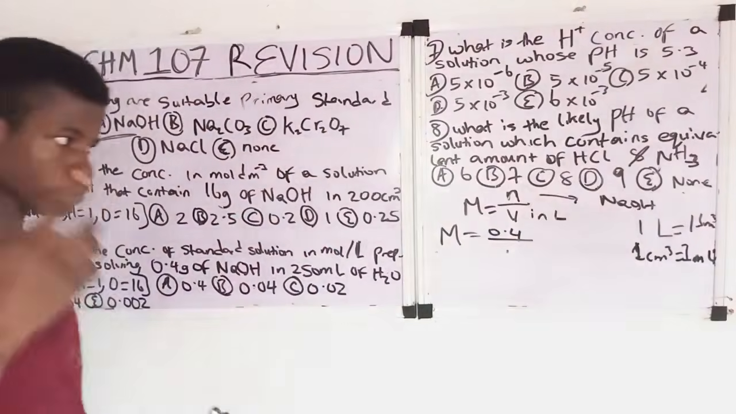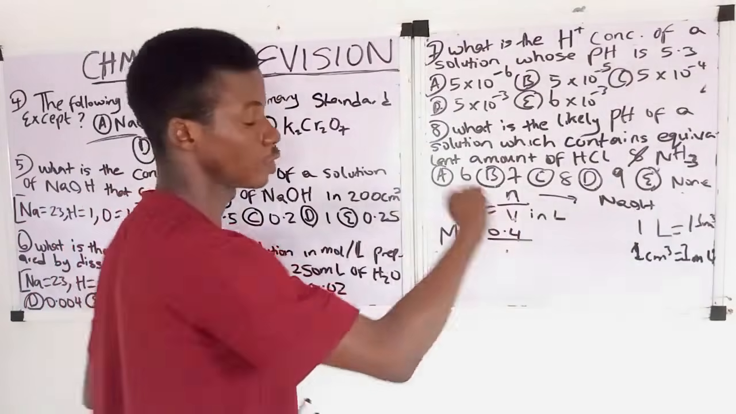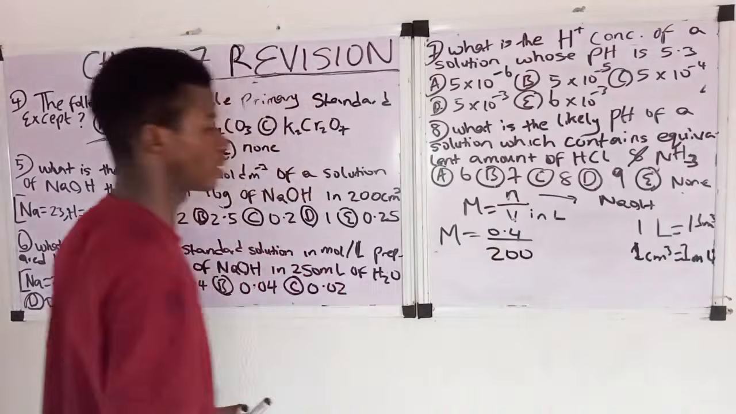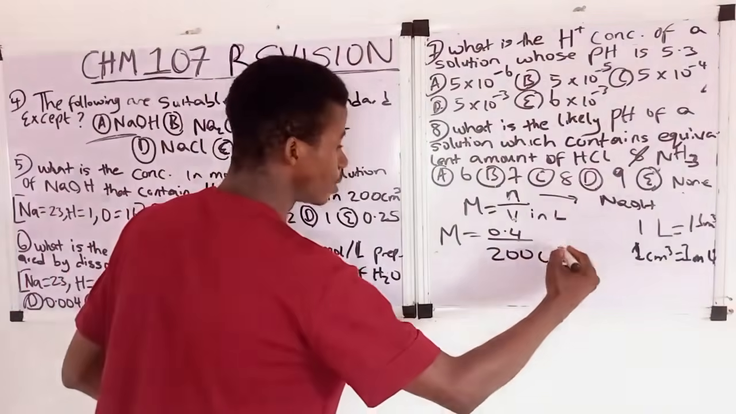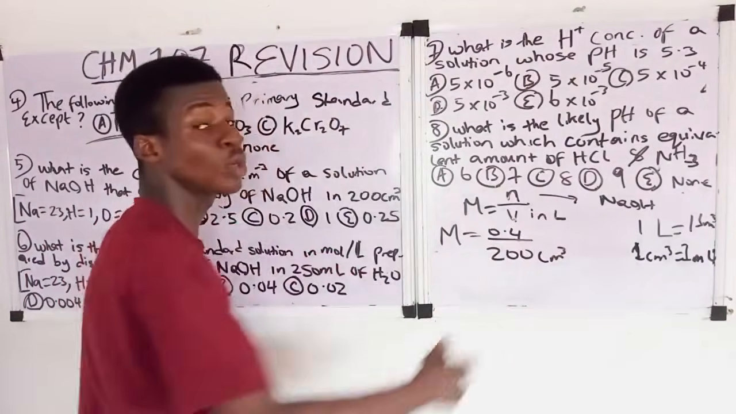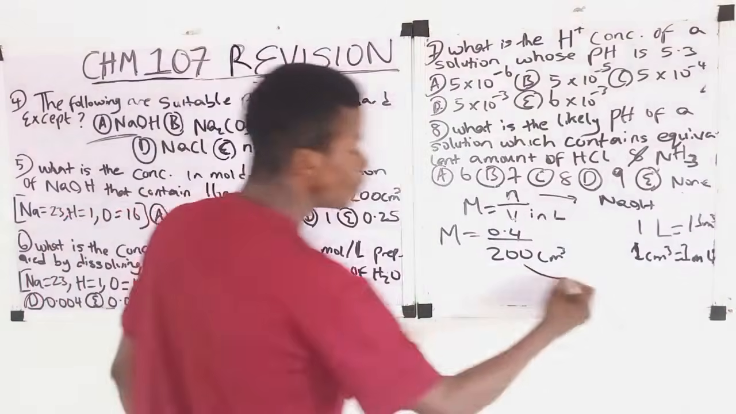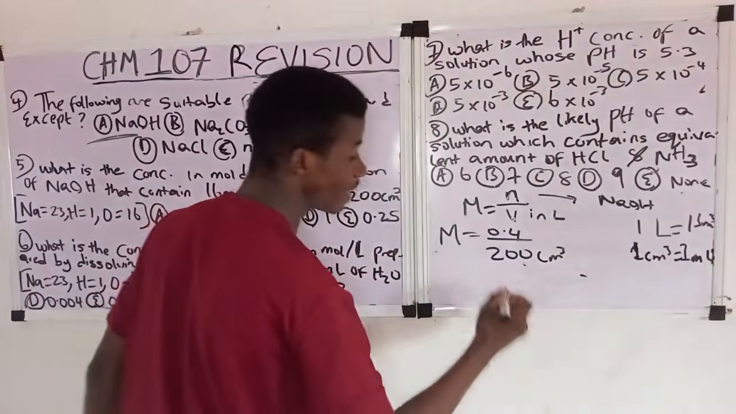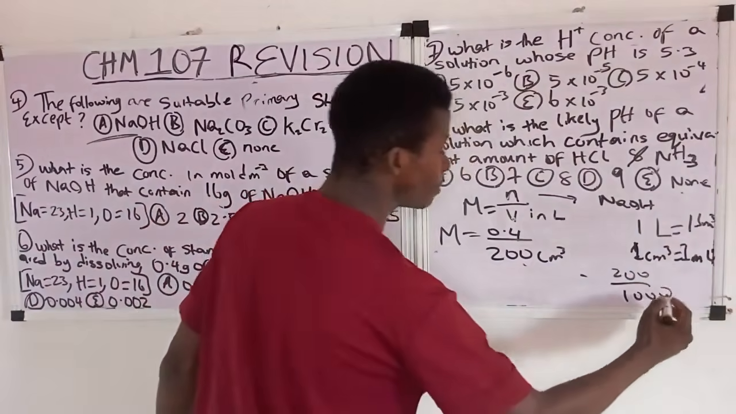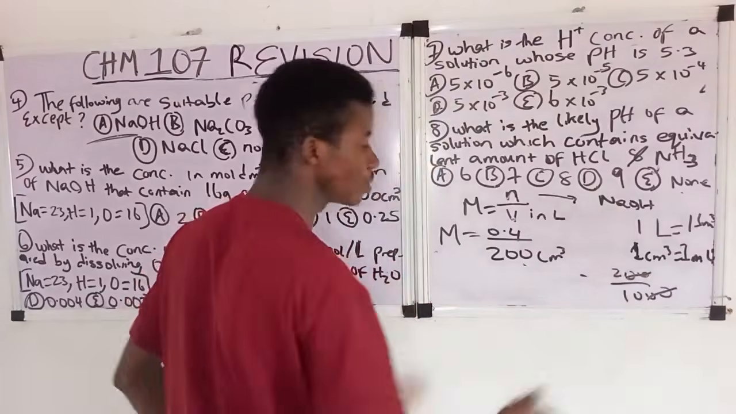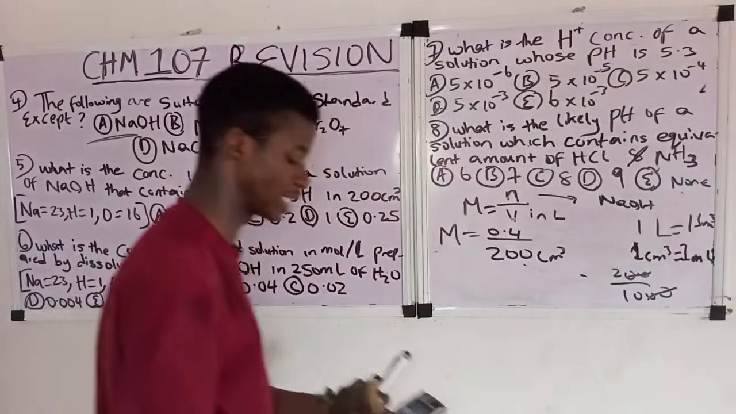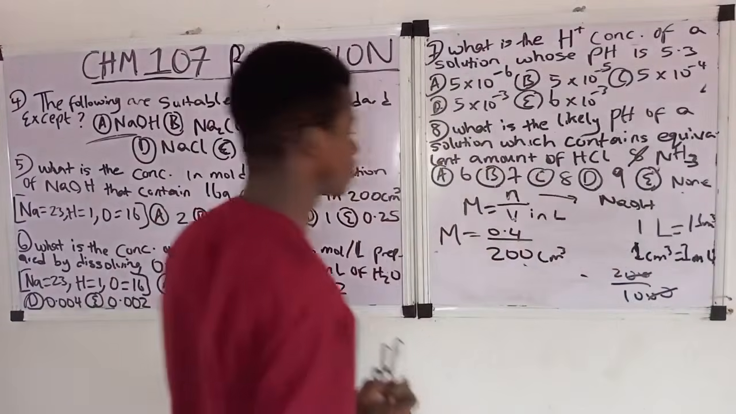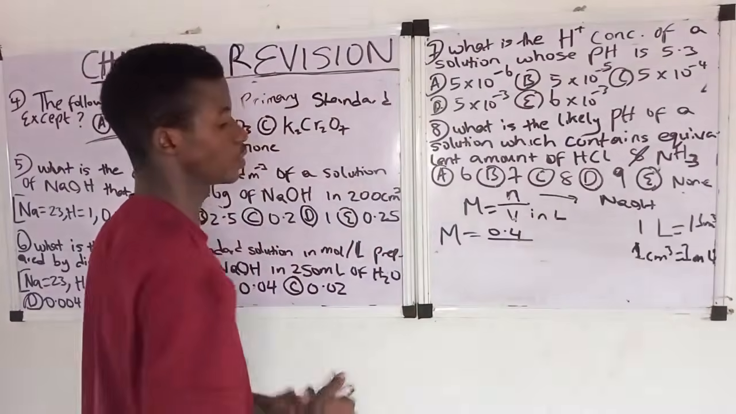Then what about the volume of the solution? The volume is 200 centimeter cube. Remember, our volume will always be in liter or dm cube. So we convert it to liter or dm cube by dividing by 1000. 200 divided by 1000 gives us 0.2. So our volume in liter is 0.2.